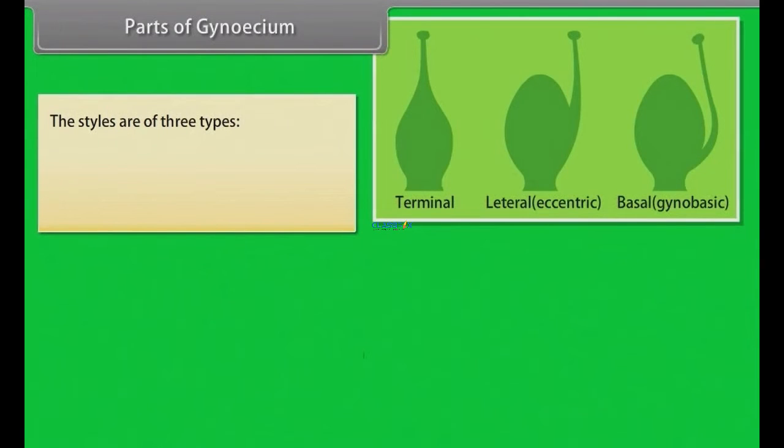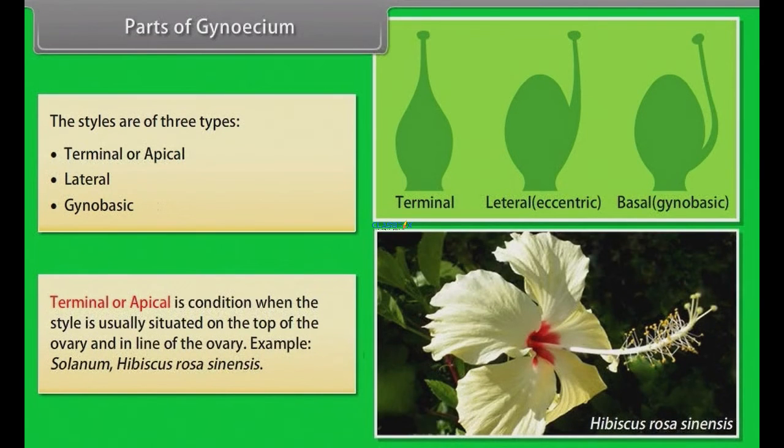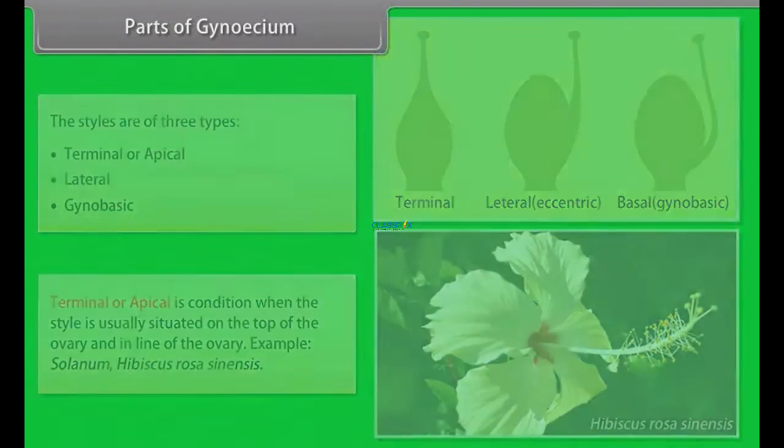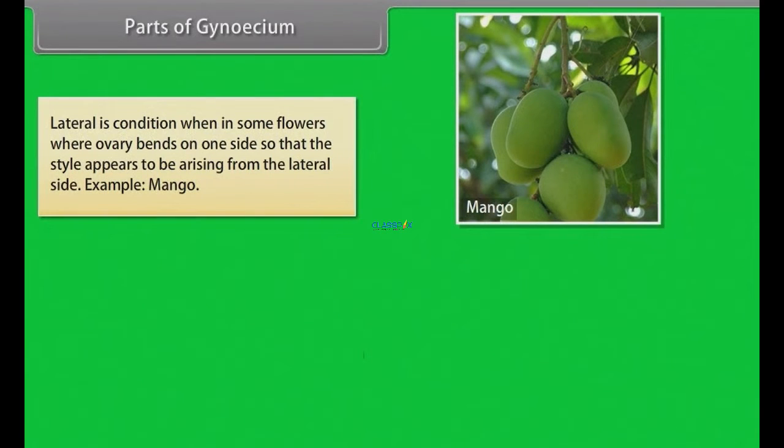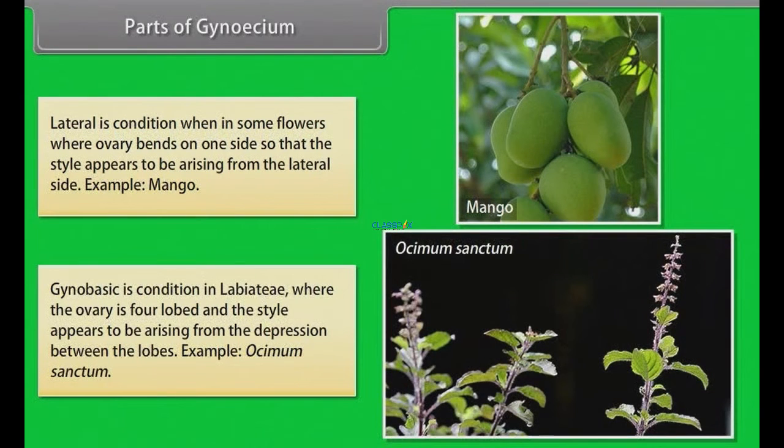The styles are of three types: terminal or apical, lateral, and gynobasic. Terminal or apical is the condition when the style is usually situated on the top of the ovary and in line with the ovary. Example: Solanum, Hibiscus rosa-sinensis. Lateral is the condition in some flowers where the ovary bends on one side so that the style appears to be arising from the lateral side. Example: mango. Gynobasic is the condition in Labiatae where the ovary is four-lobed and the style appears to be arising from the depression between the lobes.